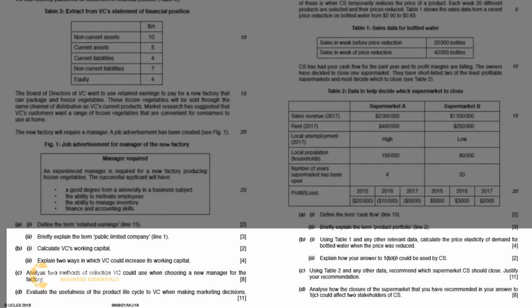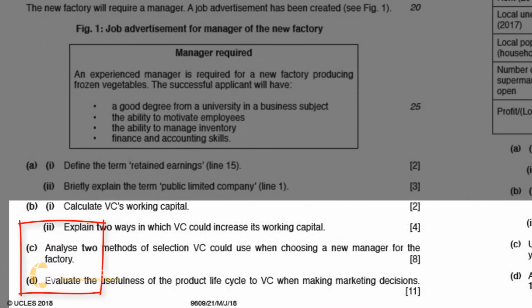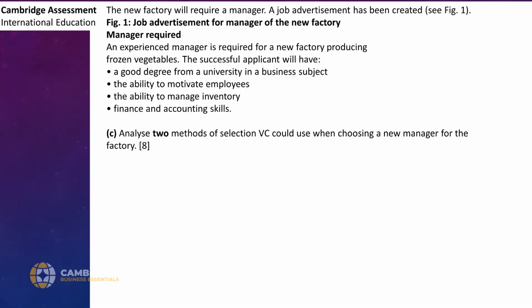There are 2 essay questions for each case study. One with the command word analyze and one with the command word discuss, recommend or evaluate. Let's start with the analysis question, nearly always 8 marks, and the C question. Here the examiner is looking for 2 developed paragraphs of analysis.